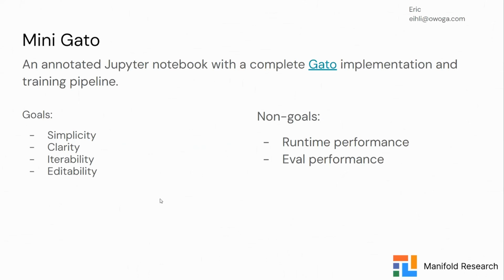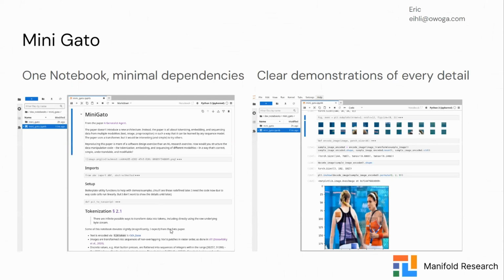So if you go to the next slide, you can see an example of what the notebook looks like. A lot of cross references to the paper. So ideally, you're going to read this in tandem with the paper, play with it, run the cells. And one goal here is minimal dependencies. I want there to be no magic in this.